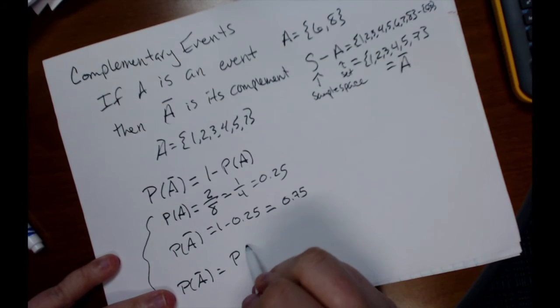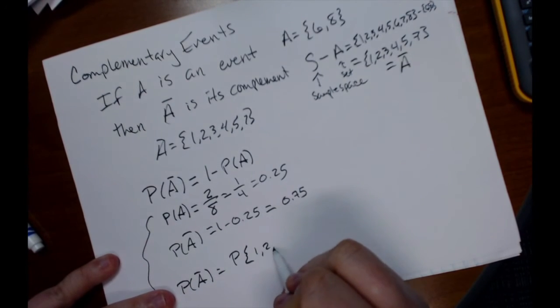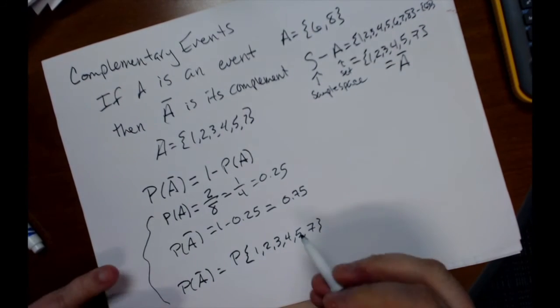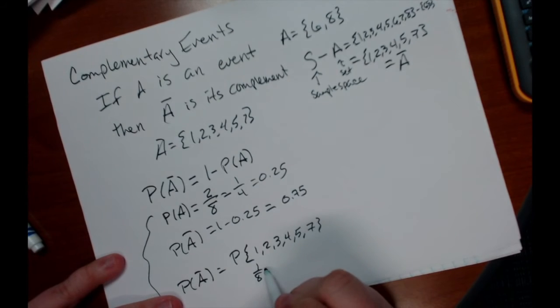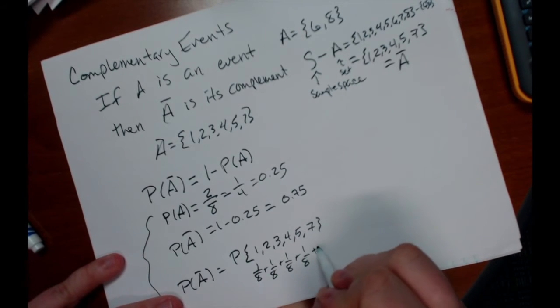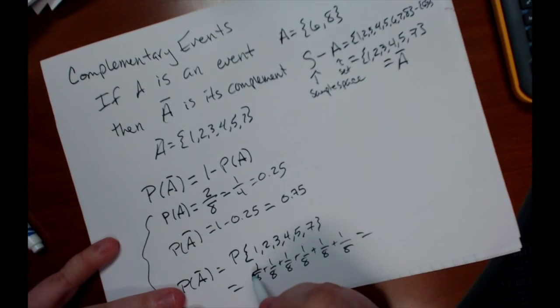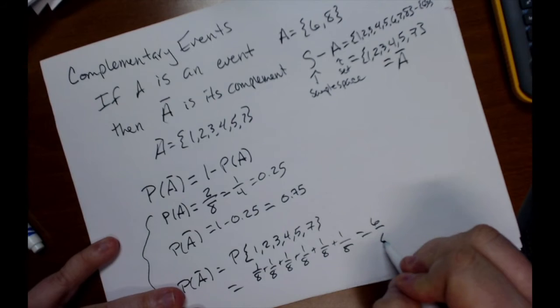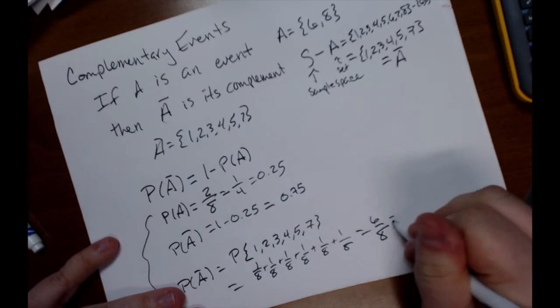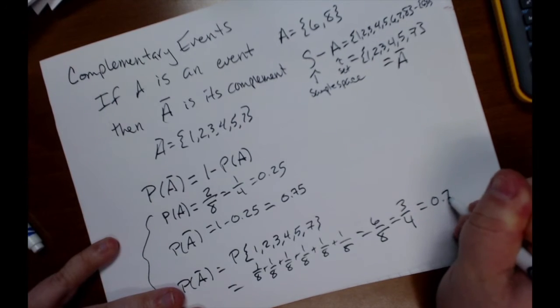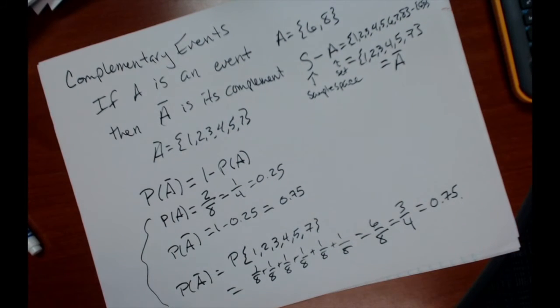Well, what do we know the probability of A complement to be? So that's the probability of 1, 2, 3, 4, 5, and 7, which is 1/8 plus 1/8 plus 1/8 plus 1/8 plus 1/8 plus 1/8, which is 1, 2, 3, 4, 5, 6 eighths, which is 3/4 and 0.75.